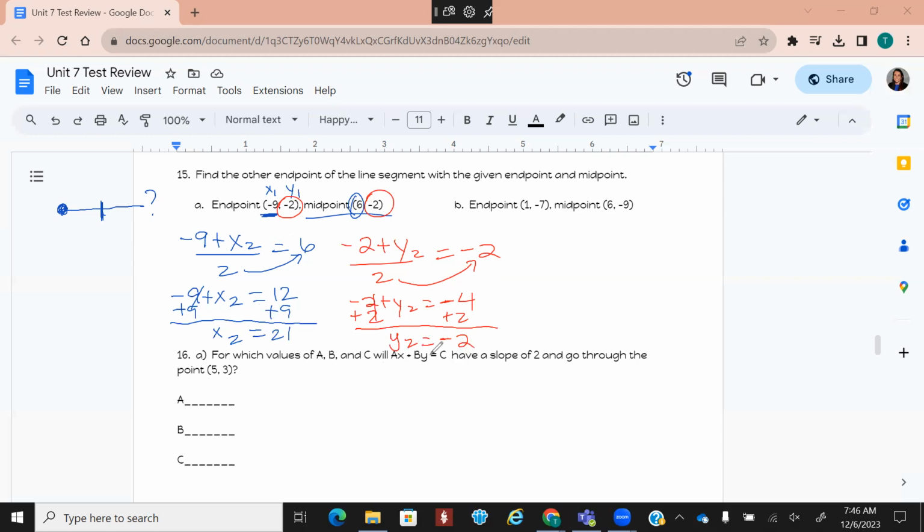Now, we're not done because we have to write this out as a final answer. So if you just put this on your paper, it is wrong. You need to put this as an ordered pair. So 21, -2, because that's what we got for our x, and that's what we got for our y. If you don't show this work, you don't get credit.